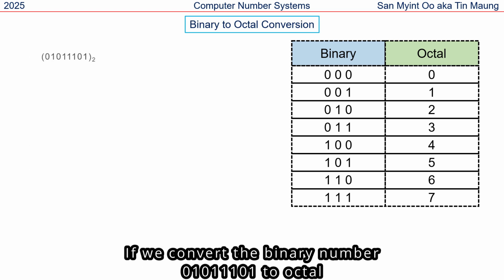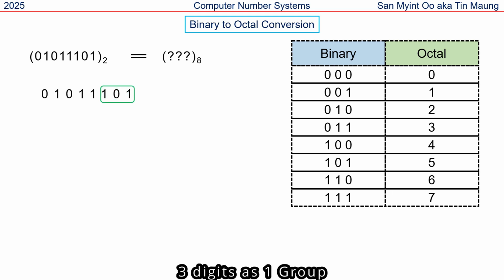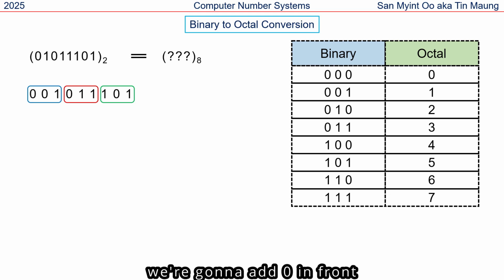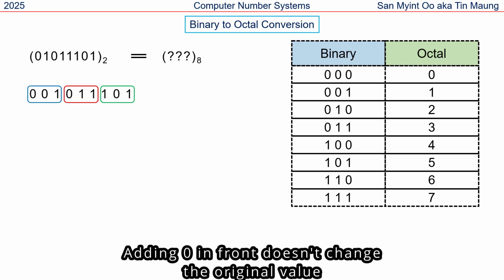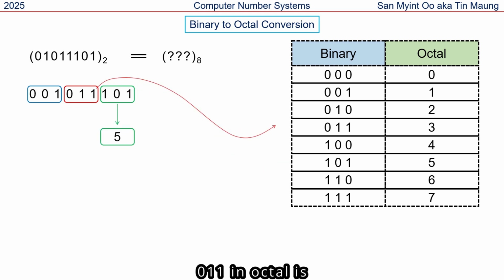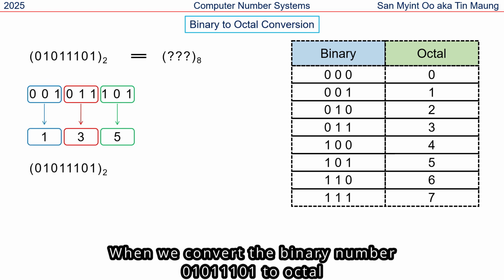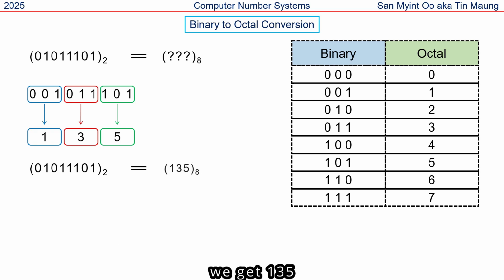If we convert the binary number 01011101 to octal, what do we get? 3 digits as one group, 3 digits as one group, 3 digits as one group. But if you look here, we only have 2 digits. So to make it 3, we're gonna add 0 in front. Adding 0 in front doesn't change the original value. Alright? What is 101 in octal? It's 5. 011 in octal is 3. 001 in octal is 1. When we convert the binary number 01011101 to octal, we get 135.